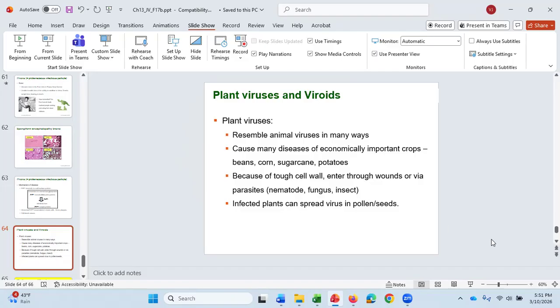Any question about any of that? We won't talk further about plant viruses because plant viruses are viruses that infect only plant cells. They do not infect animal cells, so they do not cause disease in animals.